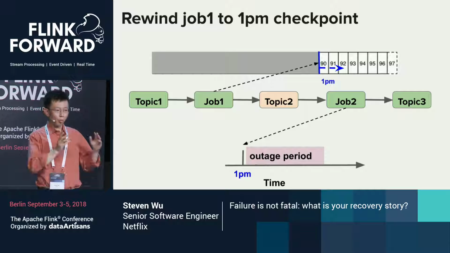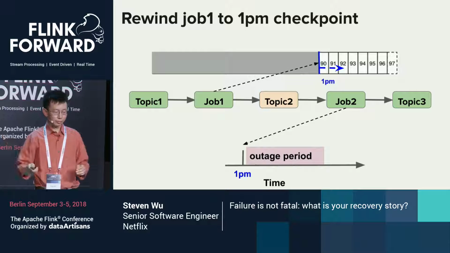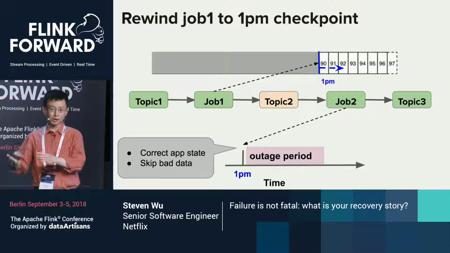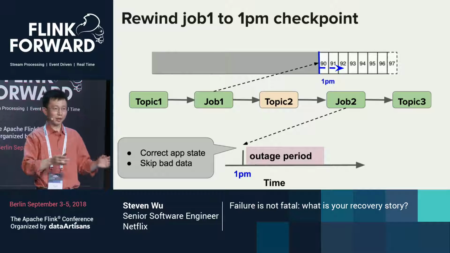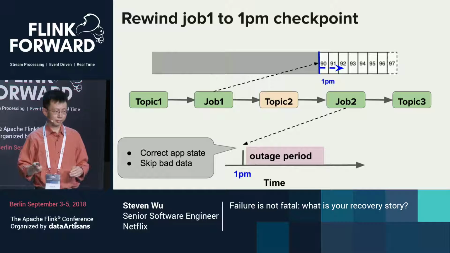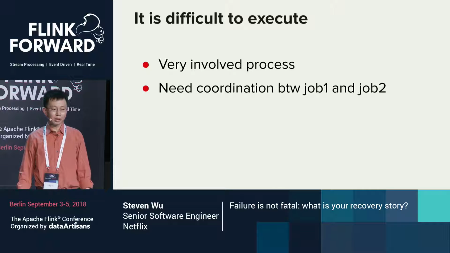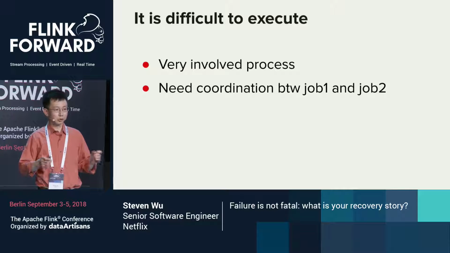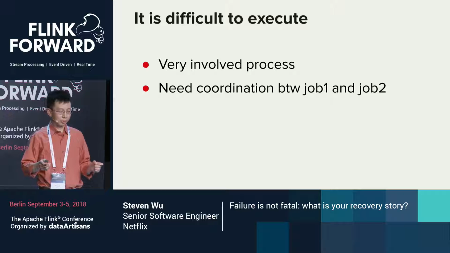Then we rewind job one to the 1 p.m. checkpoint. It starts to reprocess the events from 1 p.m. and forward. This way, job two gets both the correct application state and skips the bad data. You can see it's quite an involved process and requires coordination between job one and job two. So it may be difficult to execute.